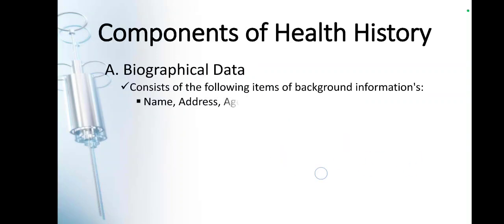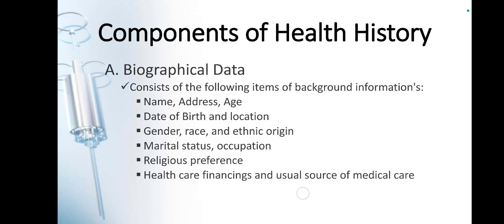So now let's discuss the different components of your health history. Let's discuss it one by one. Again, the major components that I have mentioned: biographical data, the history of present illness, past health history, family history, and your review of systems. However, if we were to include more components, we have your chief complaint, your lifestyle, the social history and psychological history, and healthcare pattern.